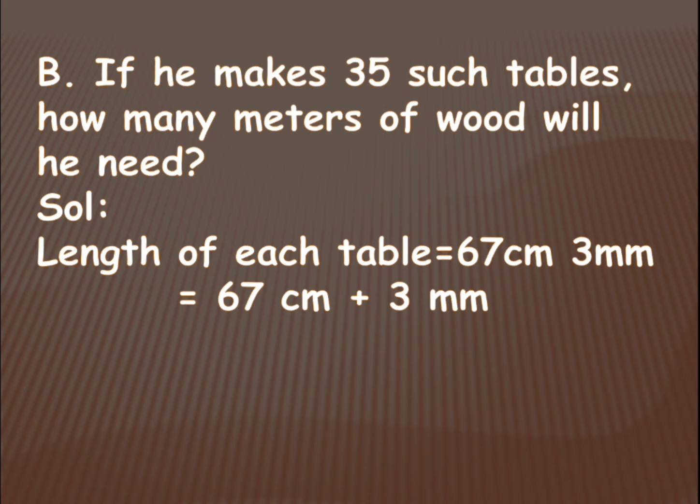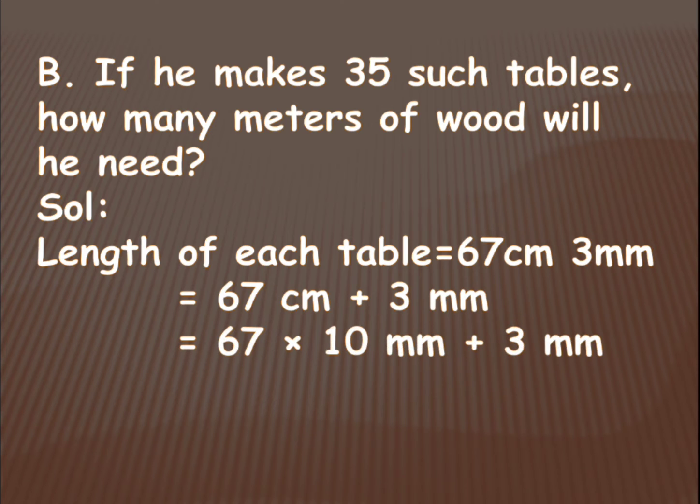How will you convert centimeters into millimeters? By multiplying with 10, isn't it? 67 into 10. This you have converted into millimeters. Now this you have to write as it is because it is in millimeters. We need not convert it. Now 67 into 10 becomes 670 millimeters plus 3 millimeters.